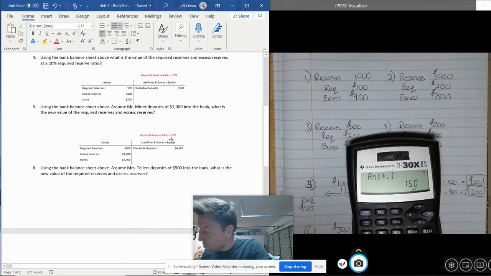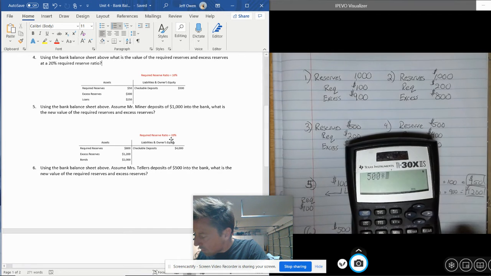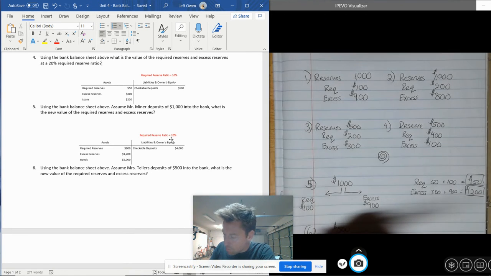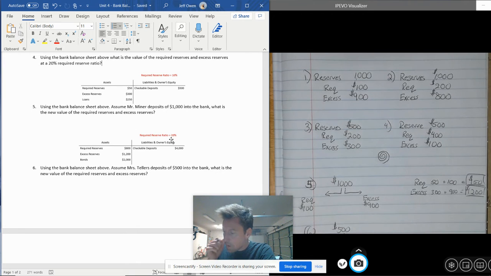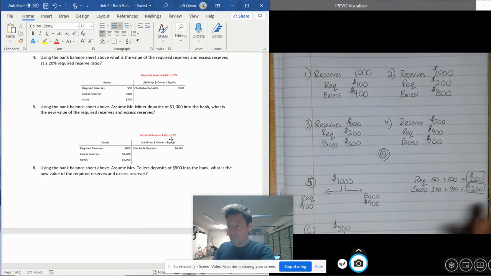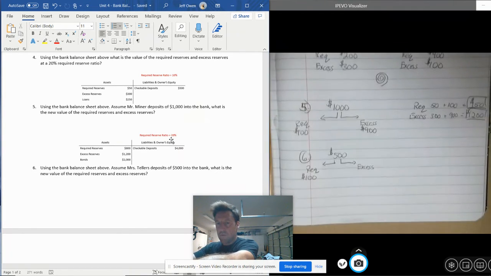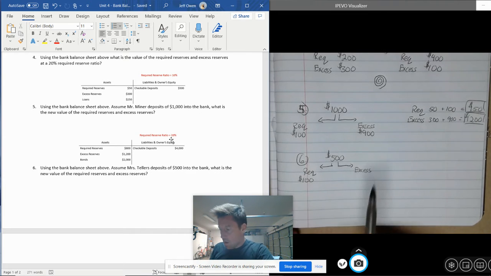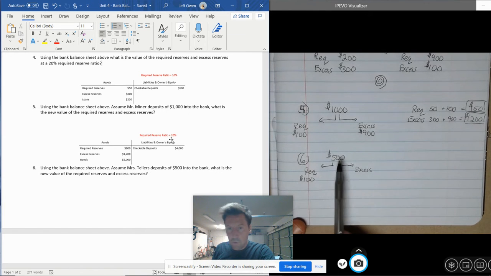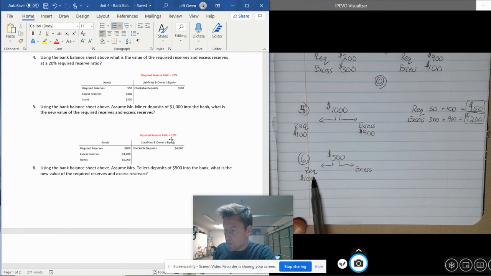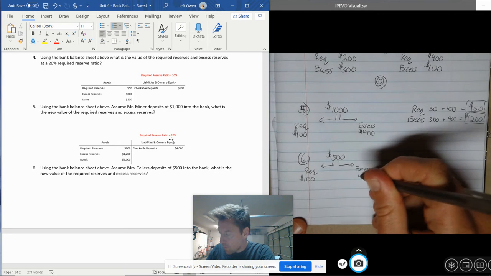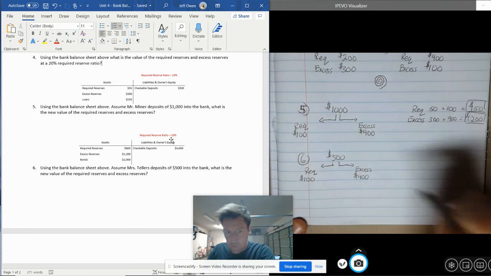So 20% of 500 is 100. So the required reserve will be 100. Total that went in was, sorry about that, I'm off the page. 500 was our total deposit. 100 was required, so whatever is left over is our excess reserves.